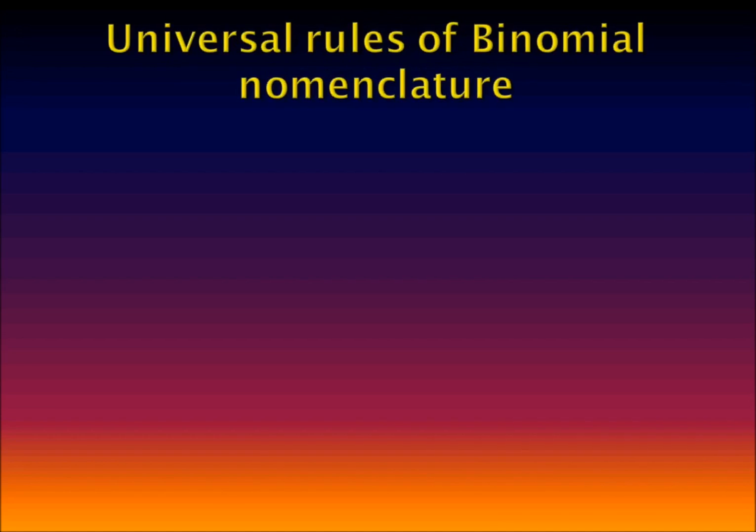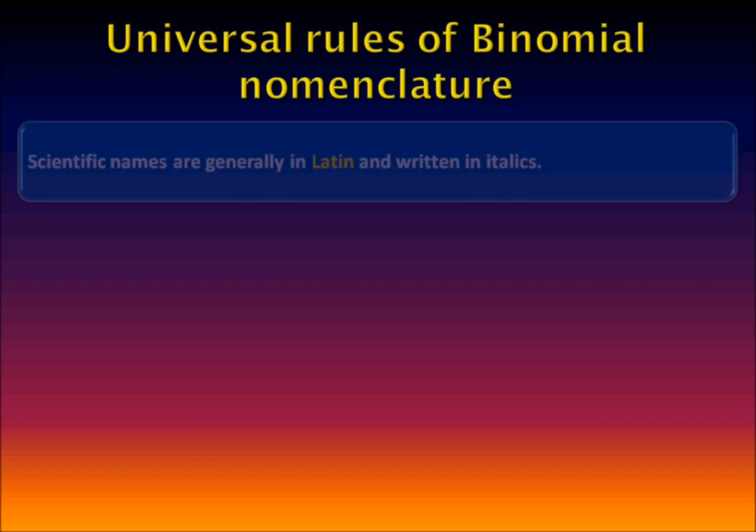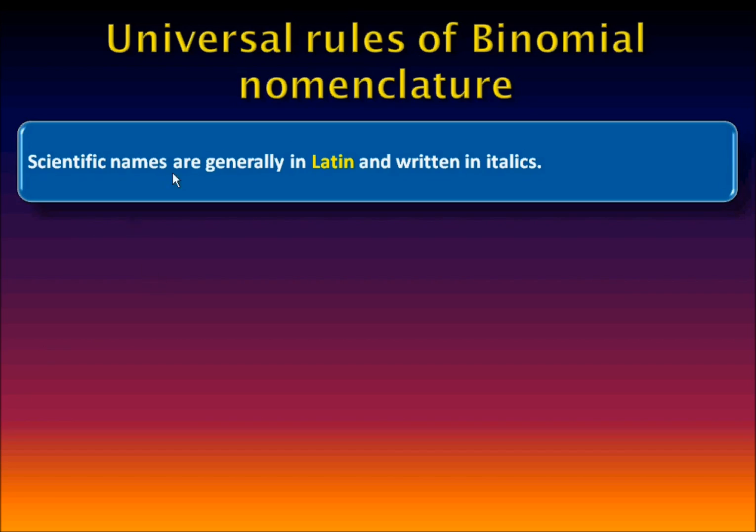So now let us study the universal rules of binomial nomenclature. The system of naming with two components is known as binomial nomenclature. So let us study its rules. Scientific names are generally in Latin. So the names we give to a particular organism are in Latin, and these names are written in italics. So these names are italicized.